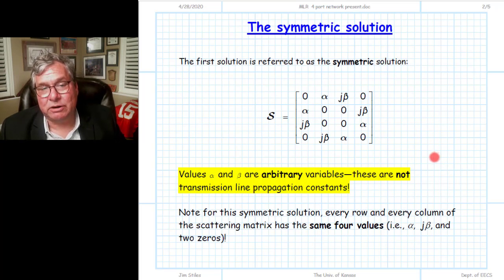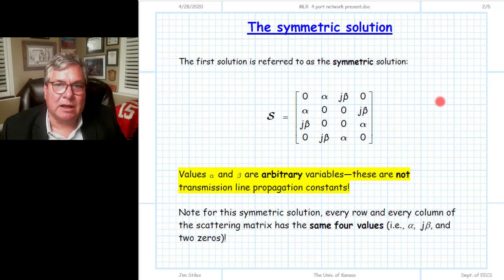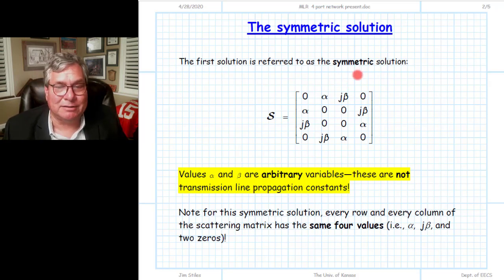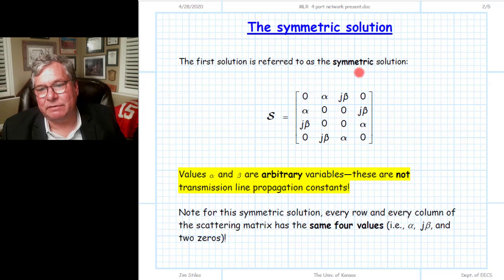There are actually two general solutions for a scattering matrix of a four-port device that's matched, lossless, and reciprocal. The first of these solutions is sometimes referred to as the symmetric solution. I prefer it wasn't named that, because we'll find later that the scattering matrix of a device will say much about the physical symmetry of the structure inside of it. In this case, symmetric is different from describing the physical symmetry inside. But nonetheless, this is what this solution is called.